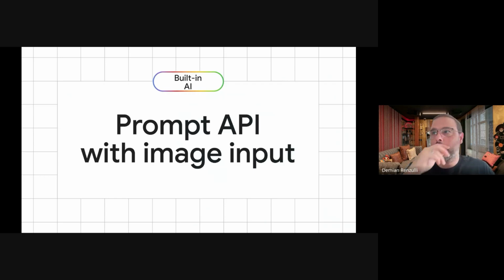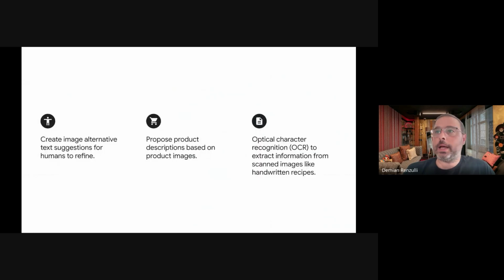So they are becoming more complete in the same way that you can use, for example, Gemini in its own, like gemini.google.com, and you can pass an image. You are going to start being able to do the same thing inside your app and integrate it into your app. So the first one is the prompt API with the image input.